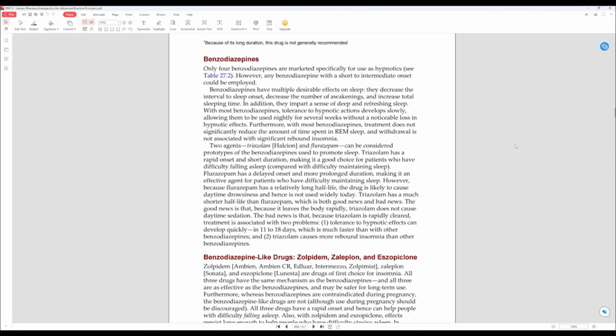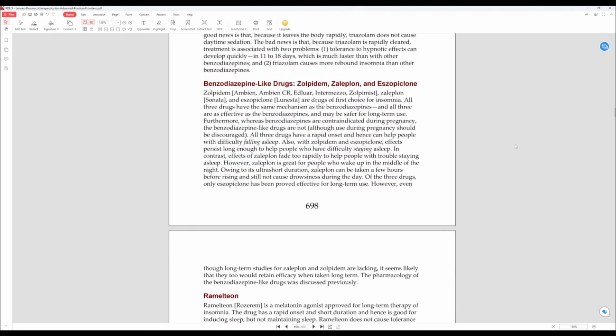Triazolam has a much shorter half-life than flurazepam, which is good news and bad news. Good news because it leaves the body readily. Triazolam does not cause daytime sedation. The bad news: because it is rapidly cleared, treatment is associated with two problems. Tolerance to hypnotic effects can develop quickly, in as little as 11 to 18 days, which is much faster than with other benzodiazepines, and second, it causes more rebound insomnia than other benzodiazepines.